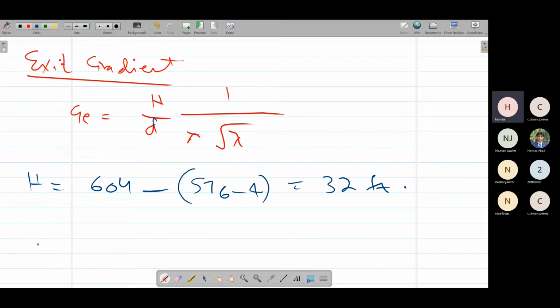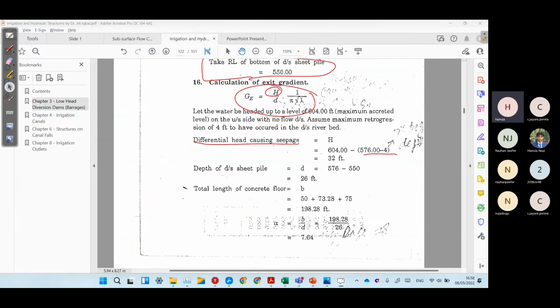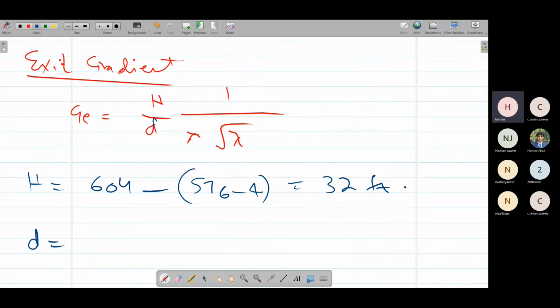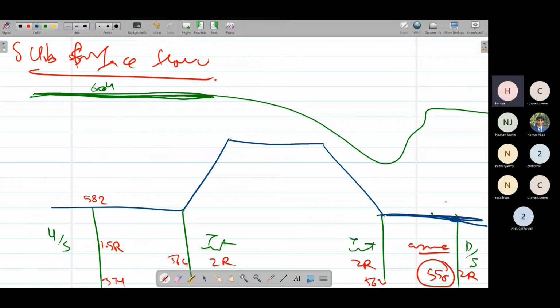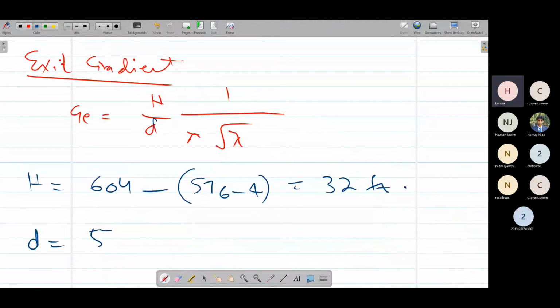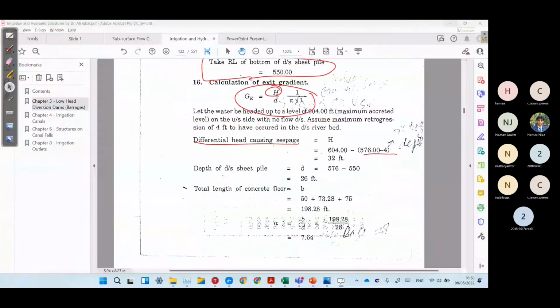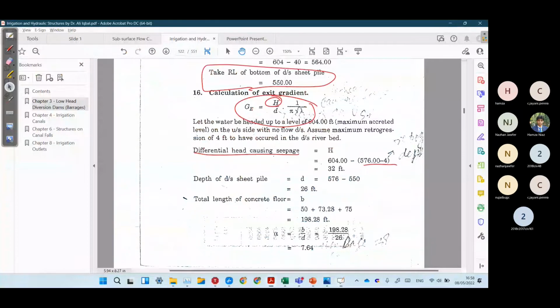The small d value is the depth of the downstream sheet pile. If the downstream bed level was 576, we subtract the bottom of the downstream sheet pile, 550, from 576, its top portion. So it is 26 feet. This is our downstream sheet pile length.